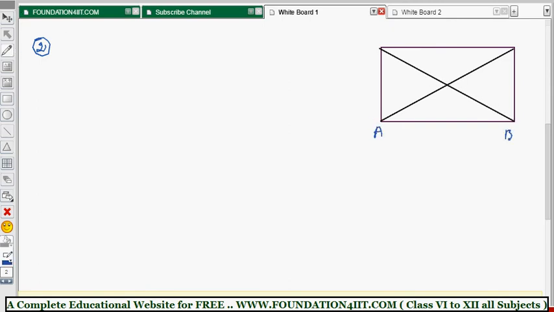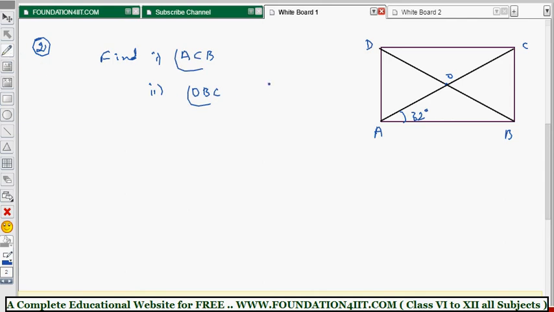ABCD is a rectangle and the diagonals intersect at O. Angle OAB is 32 degrees. Then find angle ACB. From the adjoining figure, find angle ACB and angle OBC. These two angles we need to find out.